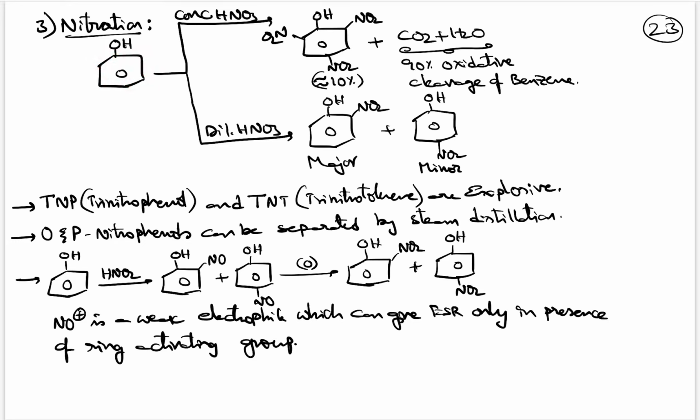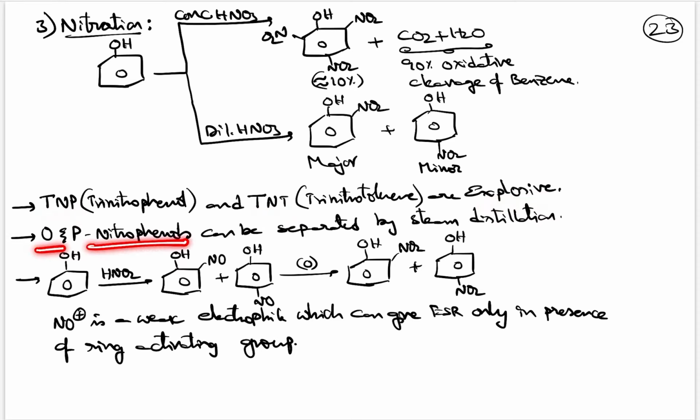Therefore, if you want to control the nitration reaction and get mono nitrophenols, then you have to use dilute nitric acid. And when you use dilute nitric acid, ortho product will be major over para product. Generally para is major, but here ortho is major because of intramolecular hydrogen bonding, which results in a ring formation. Then trinitrophenol and trinitrotoluene are used as explosives.